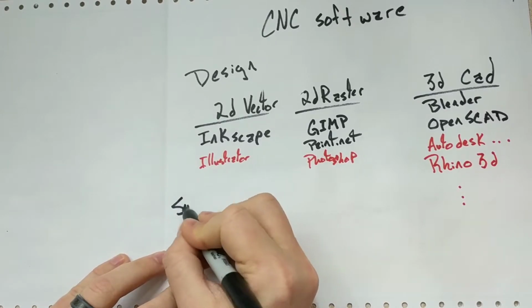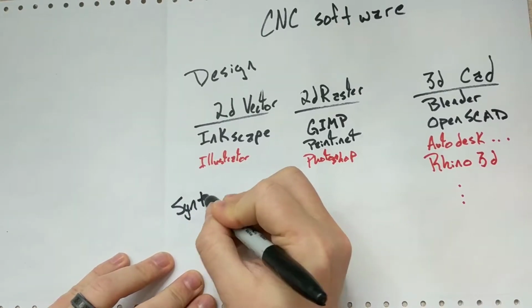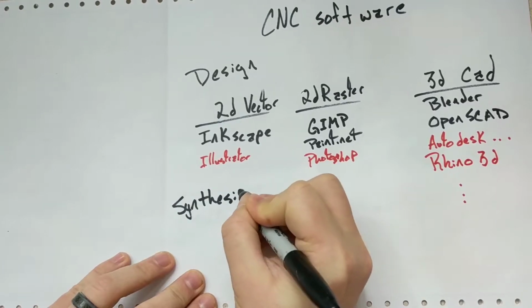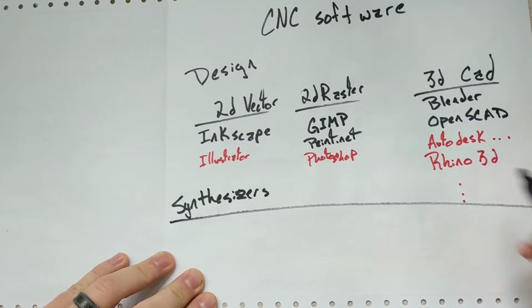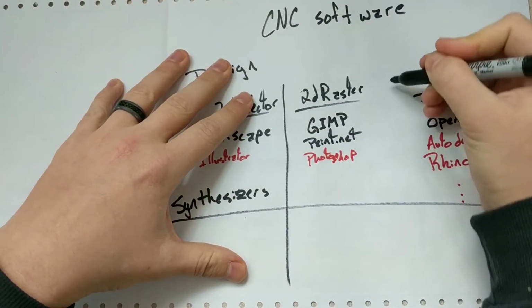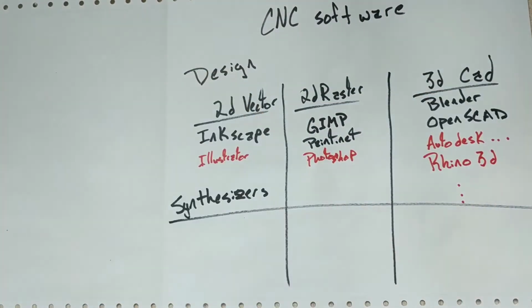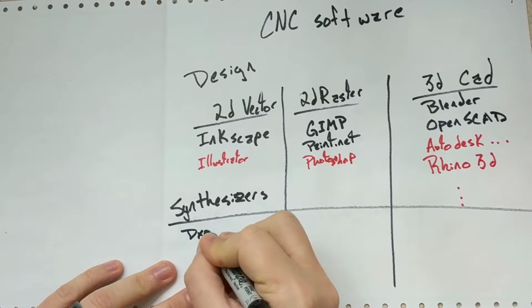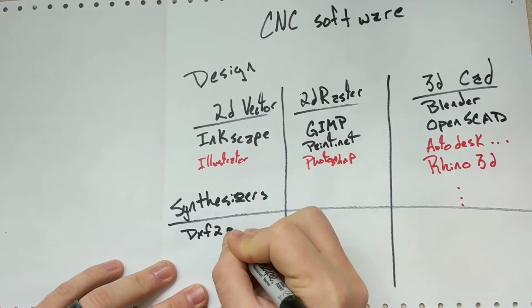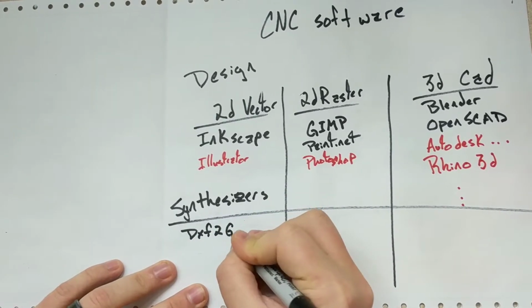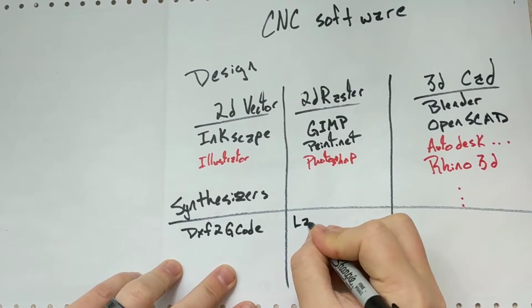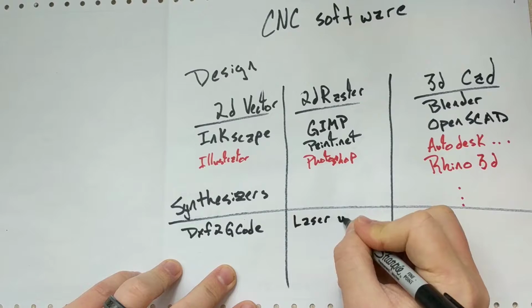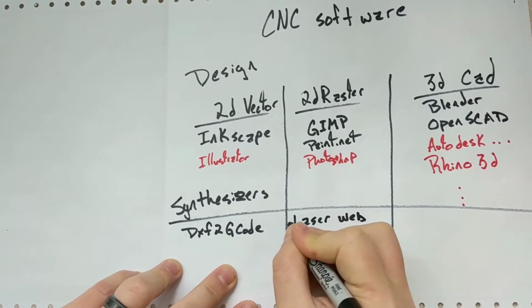So now let's talk about synthesizers. These are what generates the toolpaths for the different designs and tells the machine where it needs to go to render the design into the real world. For 2D vector, I use DXF to G-code, which is a simple open source vector G-code creator. For 2D raster, I'm setting up LaserWeb, which can also be used for 2D vector.